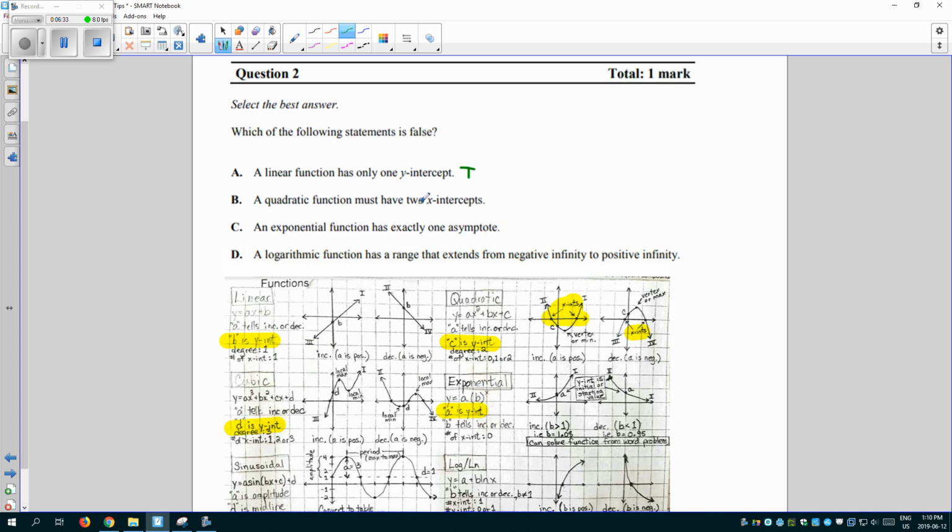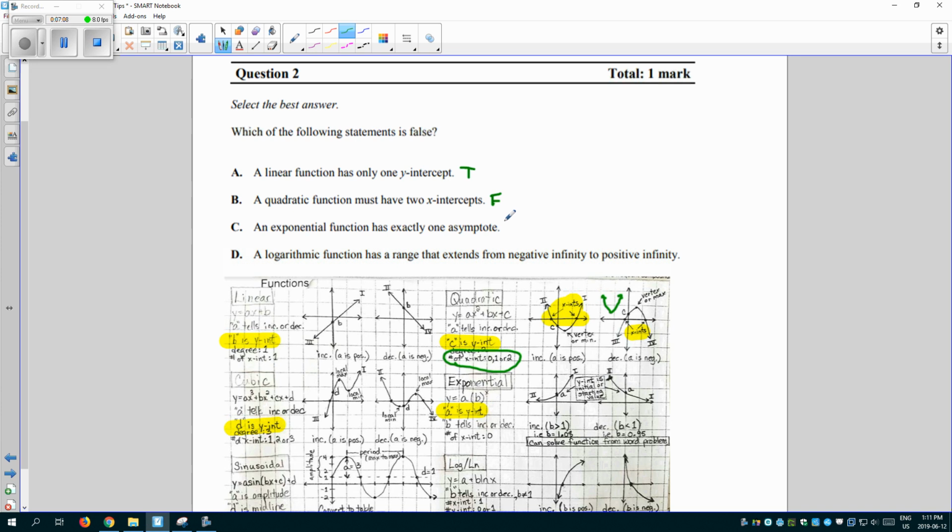A quadratic function must have two x-intercepts. Well, the number of x-intercepts is 0, 1, or 2. So it is possible to have a quadratic function that does not cross the x-axis. It could have the vertex above and not cross. So I think we've identified the one option that is false. This is false. You can have 0, 1, or 2 x-intercepts in a quadratic function.